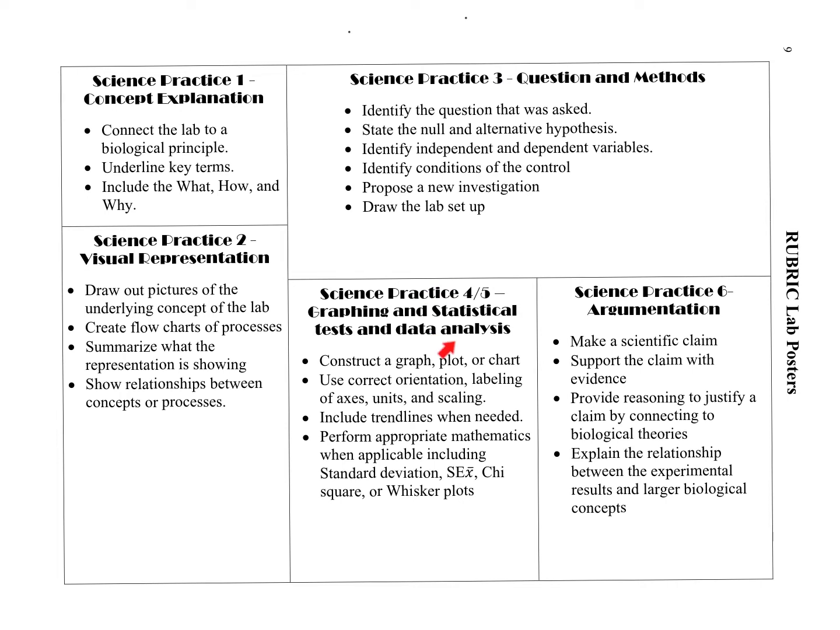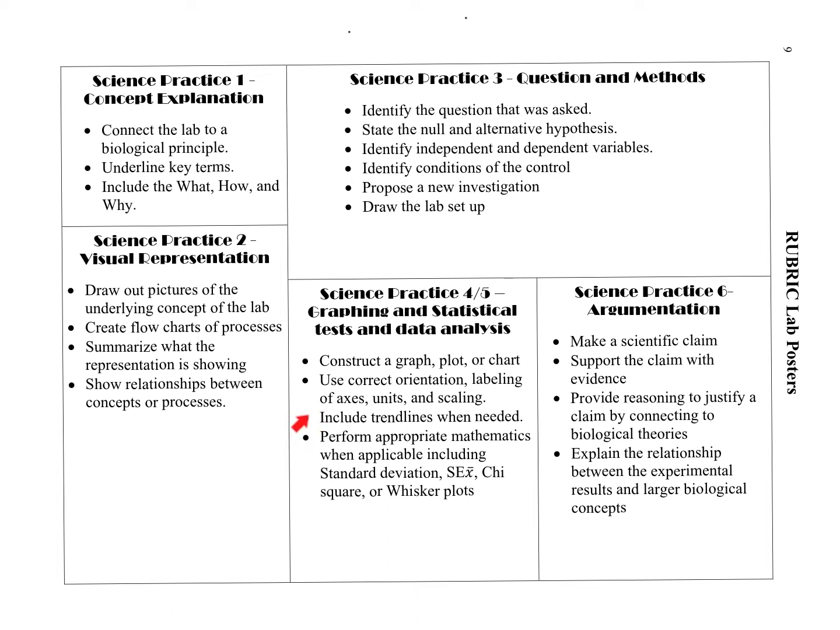And then Science Practice 4 and 5 is your graph and statistical analysis. So this is where you're going to construct the graph based on the data that you obtained. You definitely want to make sure that you use correct orientation, labeling of axes, units, and scalings. Don't forget SAD at this part right here. If we need a trend line, we will add trend lines.